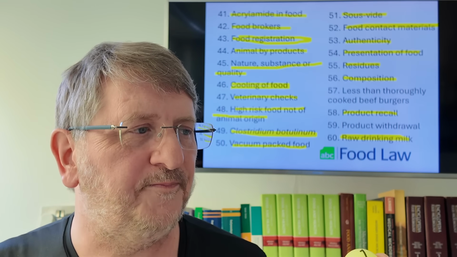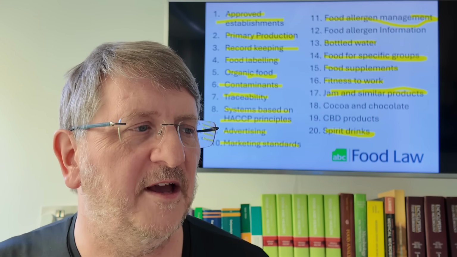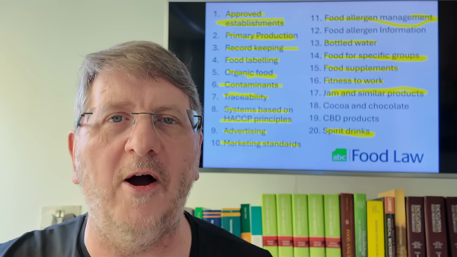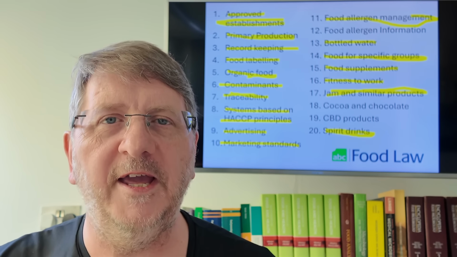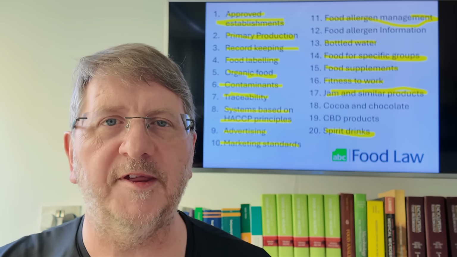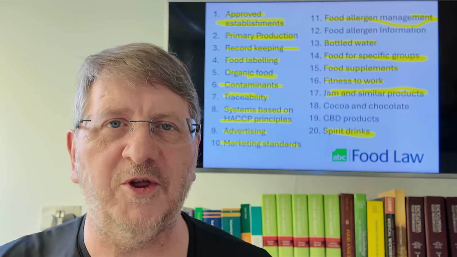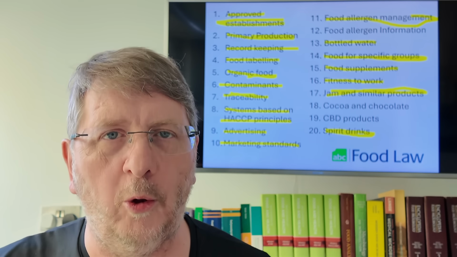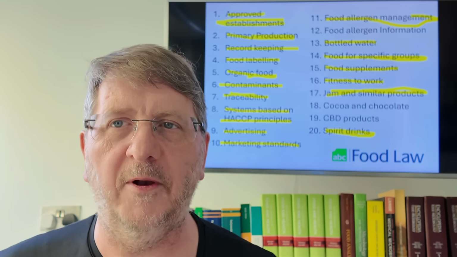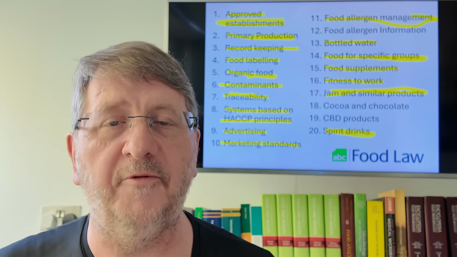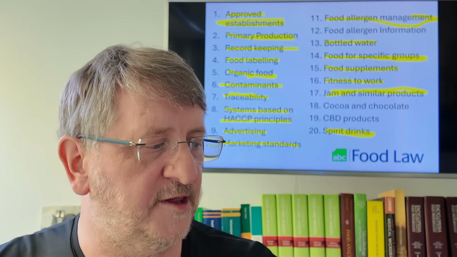Number 1, approved establishments, quite timely. I said premises have to be either registered or approved. Most businesses are registered with the local authority. Approved ones are those establishments that are placing on the market products of animal origin, so meat, fish, dairy, eggs, etc., on a wholesale basis. So if you're making meat products, boiling hams, supplying them on to other businesses, other establishments, then you may need approval. There are exemptions, but that's the distinction.